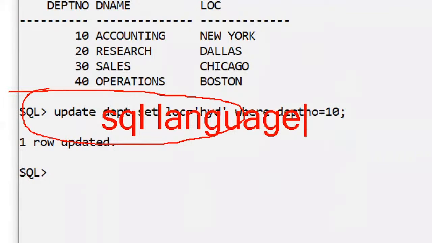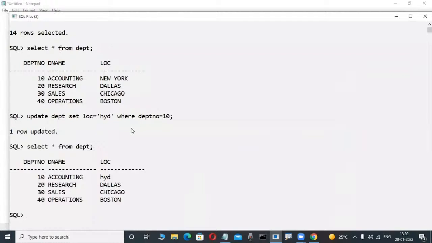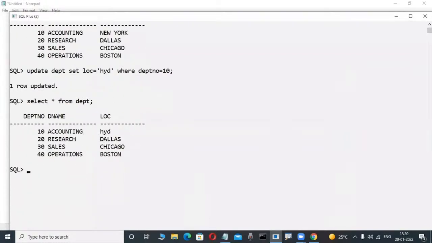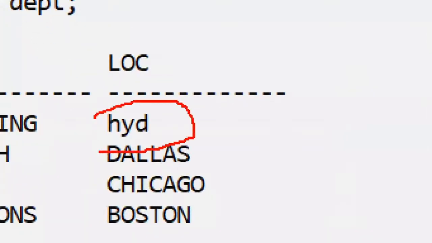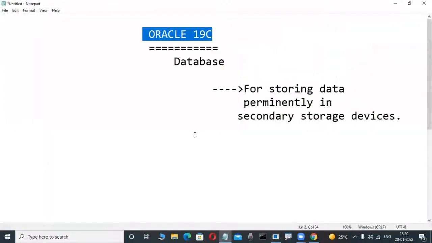Simple. Now observe it here. Once we are writing this type of coding, this is called SQL language, then automatically it is affected in your database. Observe it here. Yes, your database. In the previous case, New York is there, but in this case, Hyderabad is the location. That's why always observe it here.